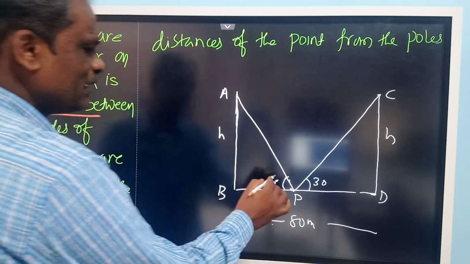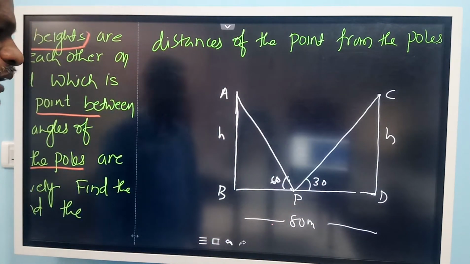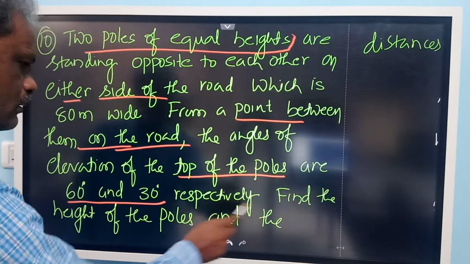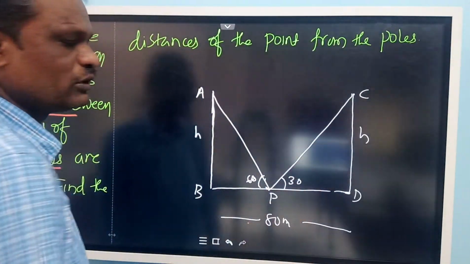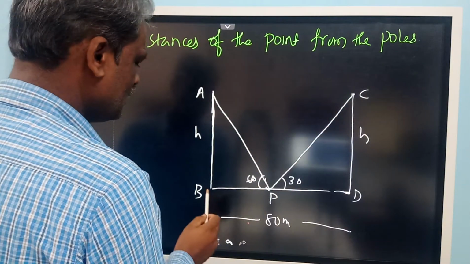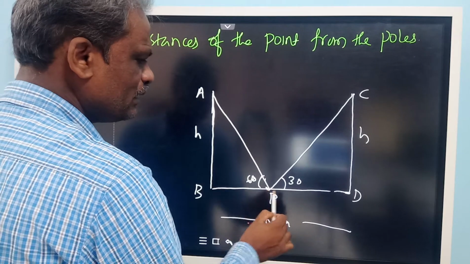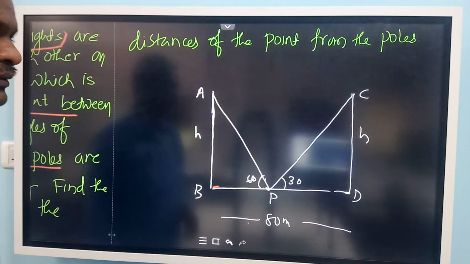Okay, one is making 60 degrees, the other one is making 30 degrees respectively. Now you need to find the height of the poles. Whether you find this side or this side, both are the same, the height of the pole, and the distance of the point from the poles. What is the distance of this point P from B? What is the distance of this point P from D? So this BP and PD both you have to find out.